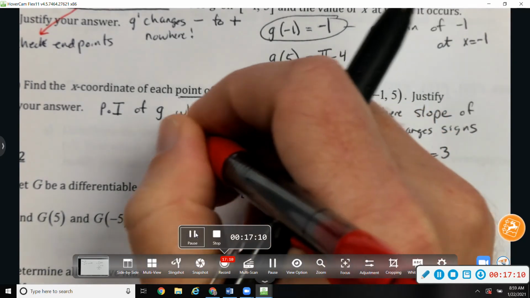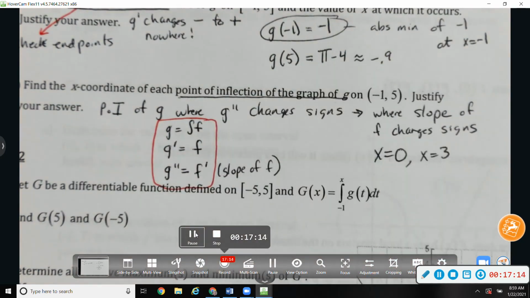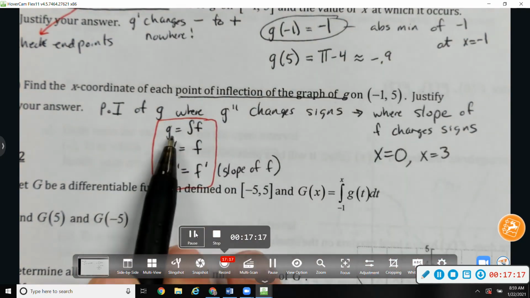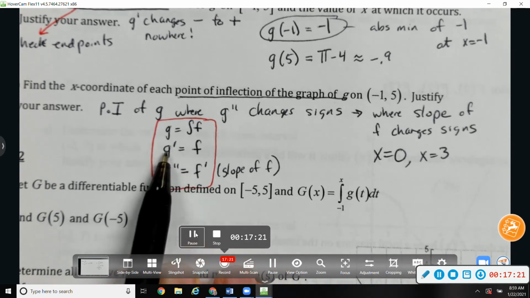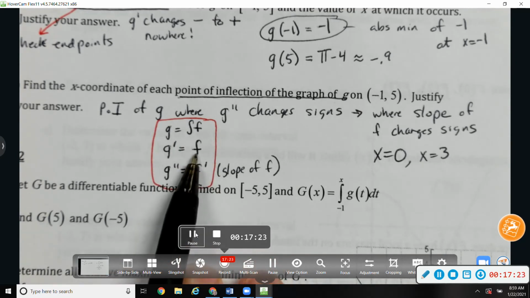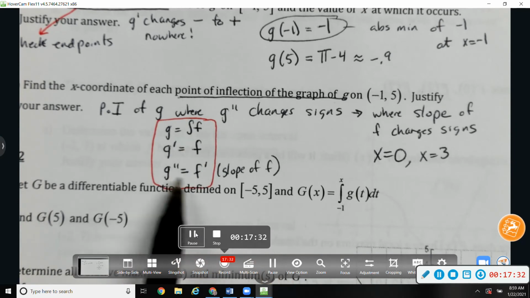So this is kind of the big deal for this lesson today. They're going to give you g as some integral, which means the derivative of g is back to the original f, and the second derivative is the first derivative of f. And you don't really memorize that, you just kind of reason through it, and then they'll ask you questions. But once you have this written down, you can usually figure out everything else, as long as you still remember all the old rules about increasing, decreasing, point of inflection, all that stuff.